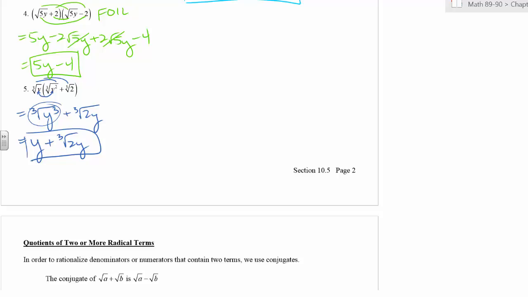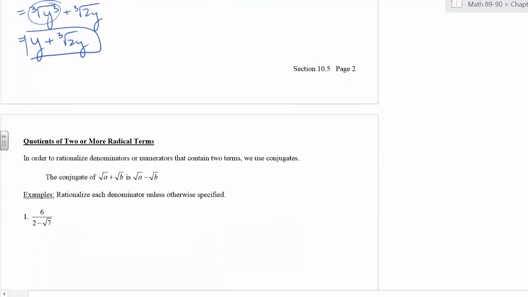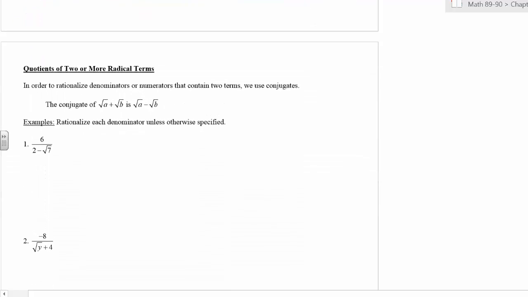All right, let's look at page 3. So now we're looking at division with multiple terms, and we're going to look at rationalizing again. So quotients of 2 or more radical terms, in order to rationalize denominators or numerators that contain 2 terms, we use conjugates. So this may be a new word for you.